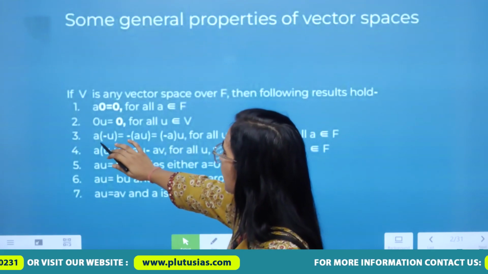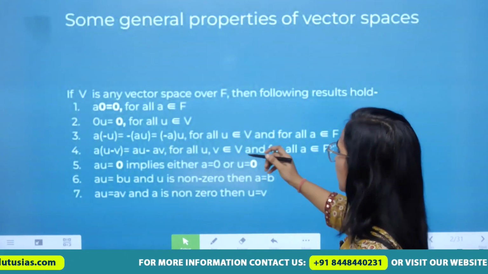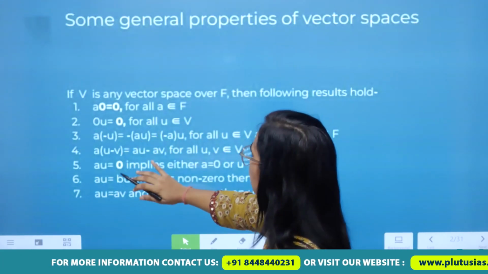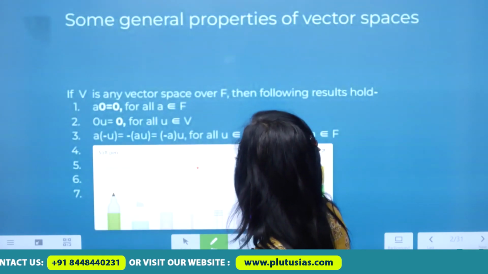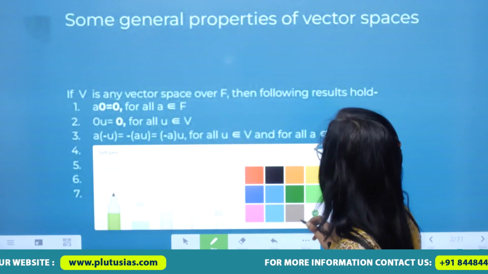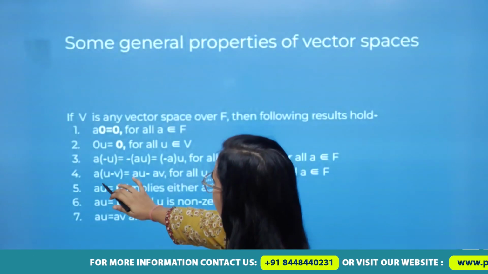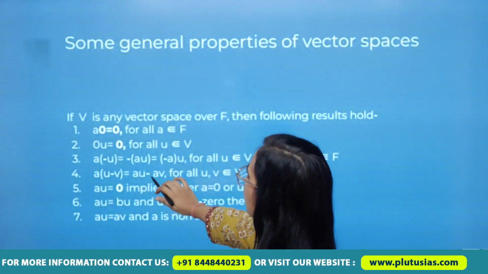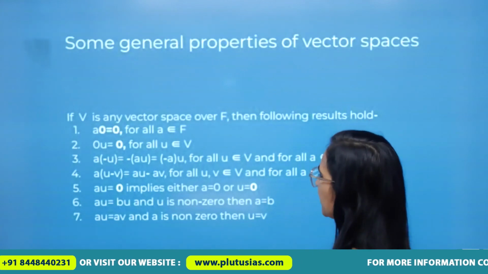Then A into minus of U is equal to minus of AU, and minus of A into U, all three are equal. After that, A into (U minus V) is equal to AU minus AV for all U, V belonging to V and for all A belonging to F.